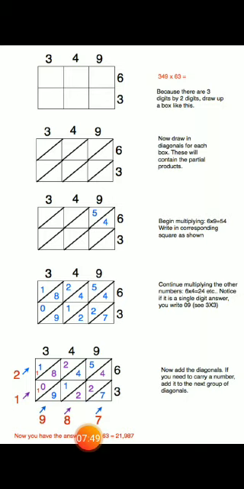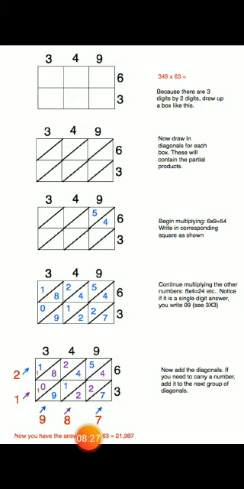Begin multiplying. Now we will start with 6. 6 into 9, 54, which will give us 54. You can see there in the box we have written it in the corresponding square as shown. 9 and 6 we are multiplying. You can see we have written 54 like this, that 4 is written down and 5 is written in the upper part.